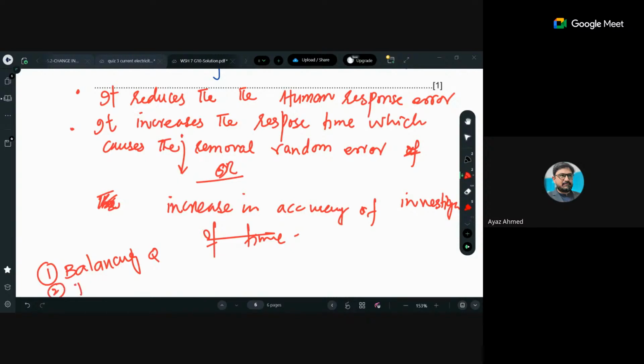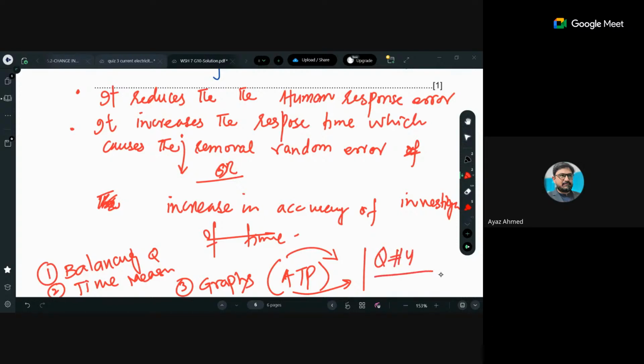Second, time measurements. And third, the questions which include graphs. Right? This weekend is dedicated to your ATPs, so that all will be done, inshallah. Then after that, I will discuss question number 4 of your ATP, okay? Got it. Then your ATP will be fully in your grip.